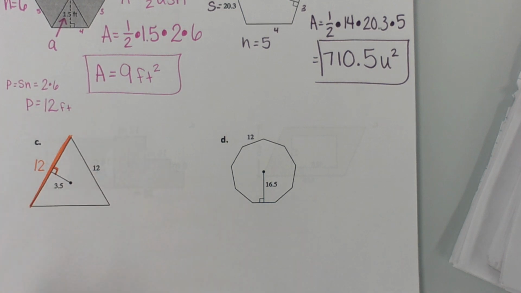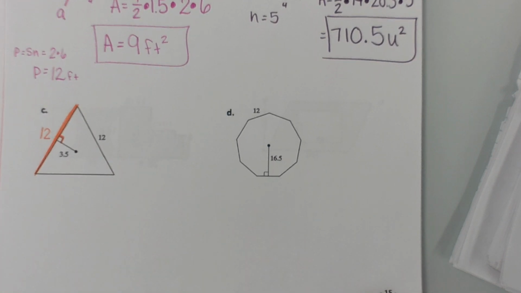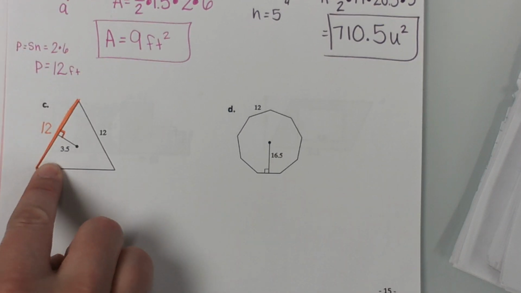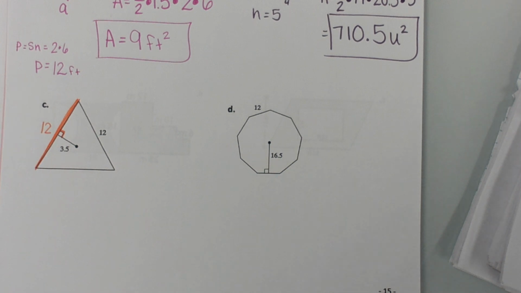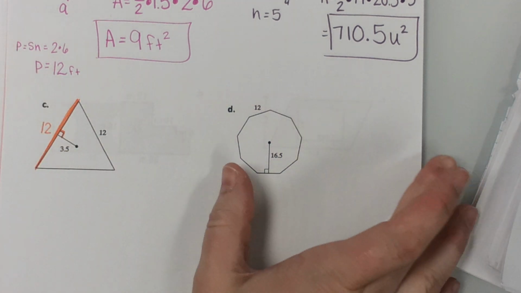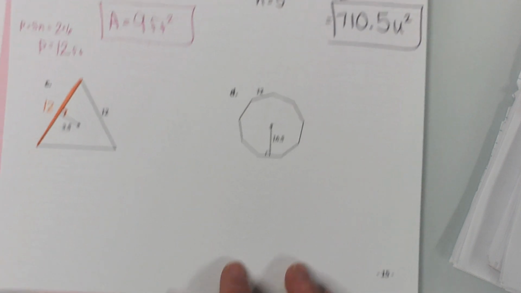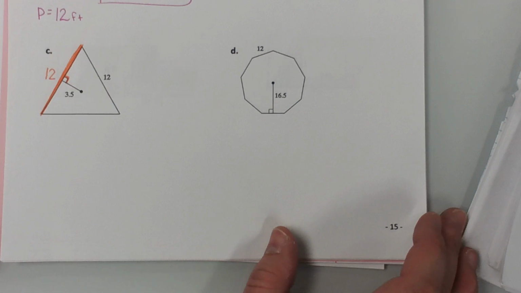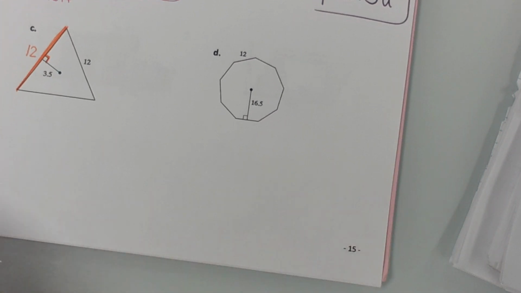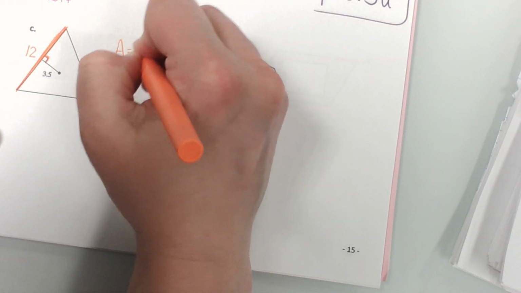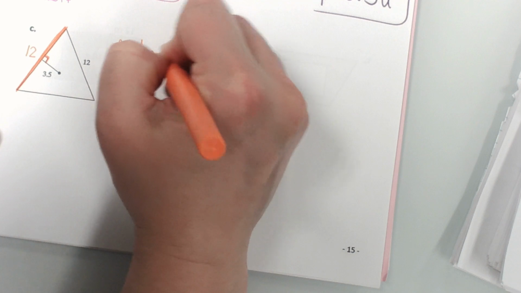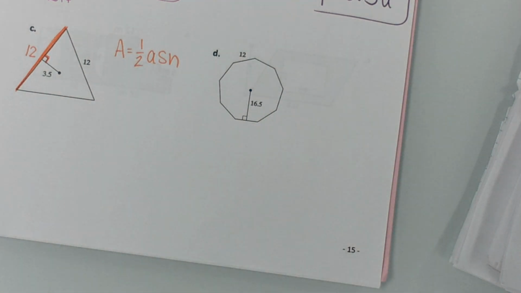A triangle, if it is an equilateral triangle, and I know this is an equilateral triangle for one reason and one reason only. The instructions told me it's a regular polygon. Being a triangle does not change the fact that it's a polygon. I'm still going to use this formula because it's still a regular polygon. Even if it's a triangle, it is a regular polygon.